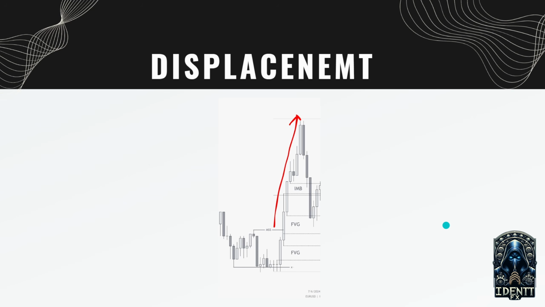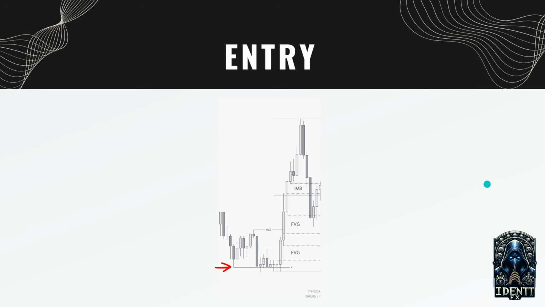Now, what is displacement? I hear a lot of people overcomplicating it way too much. It's very simple. Displacement is when price breaks aggressively through your point of the market structure shift. At that point, you have displacement. It's that simple. So now we know all these things, we can now start thinking about the entry.